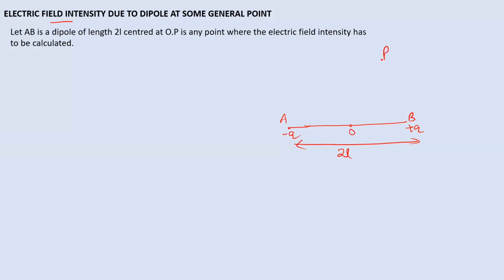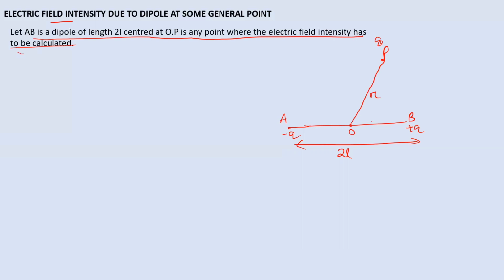Now, what we will do, we will consider any point P. This is a point P, which is at a distance R from the center of the dipole. Clear? So this is what we have written. AB is a dipole of length 2L, center at O. P is any point where the electric field has to be calculated. That means at this point P, we will place any test charge Q0. This is what we do when we calculate the electric field intensity.